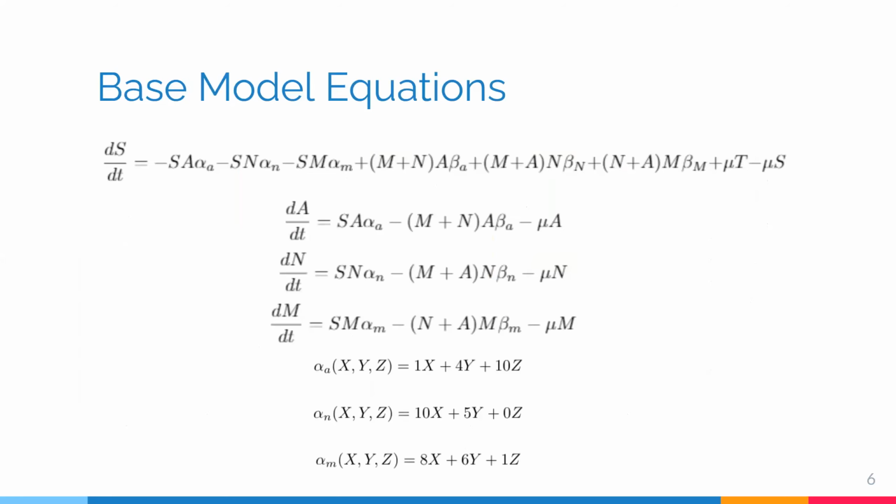Here are the equations that define our model, 4 equations for our 4 compartments. On the bottom, we express the alphas as linear equations in terms of the proportion of minor, medium, and major crimes. You can see that alpha sub A, arbitration, is best at dealing with major crimes, Z, while alpha sub N, negotiation, is best at dealing with minor crimes, X, and mediation is almost a middle ground.